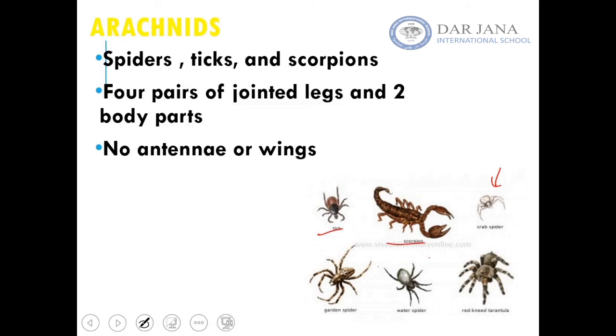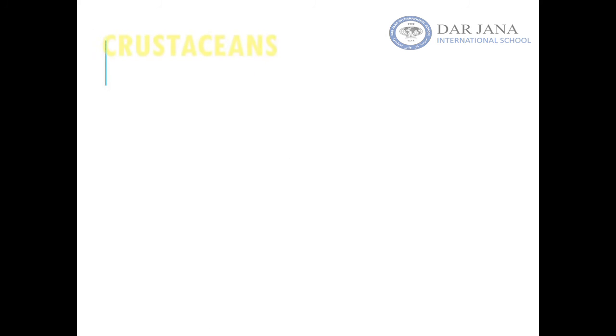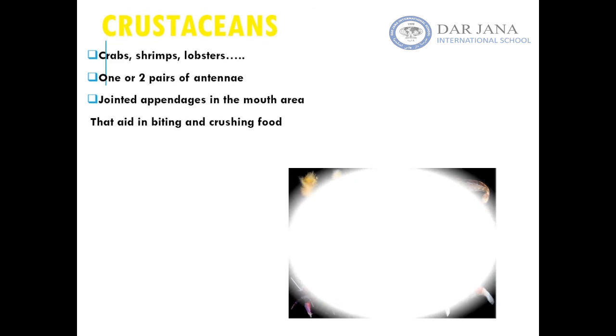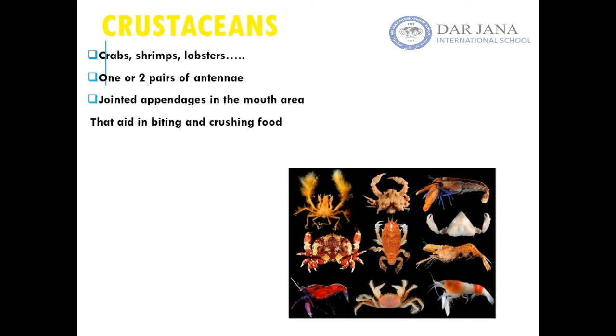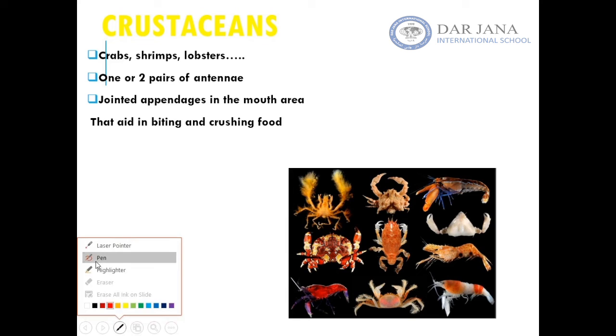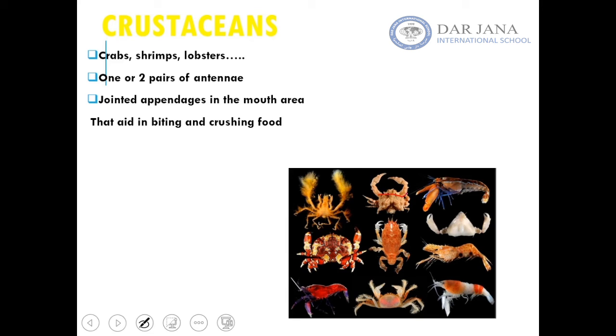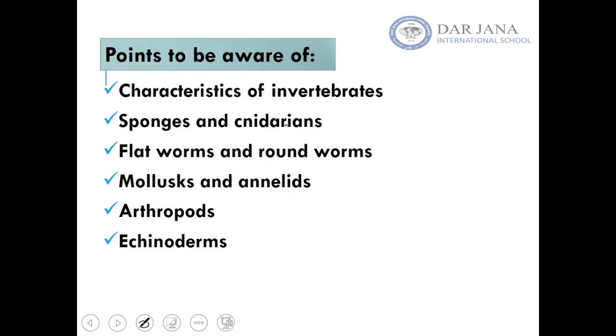of spiders. Now after arachnids, we have crustaceans that include crabs, shrimps, and lobsters. They have 1 or 2 pairs of antennae, and jointed appendages in the mouth area. Here we have the mouth area that contains those appendages. These appendages they use for biting and crushing food. Okay, so for defense and for food.